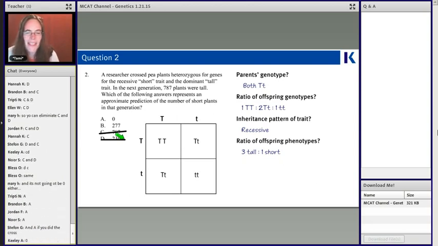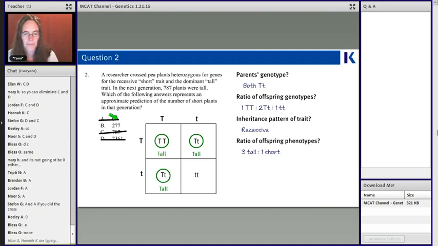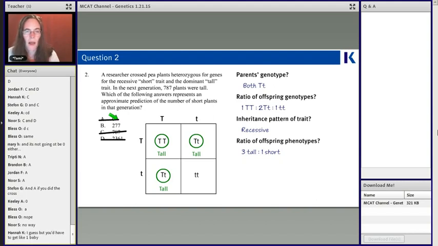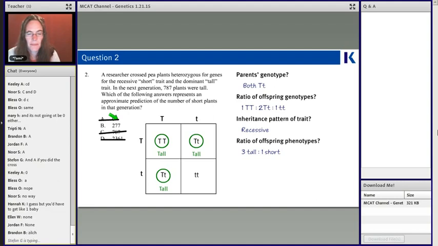Done. What else can I get rid of without ever having to do math? A, is there any chance that if I cross these guys, I will get absolutely no short plants? Nope. I have a 1/4 chance of getting a short plant. Huh. How much math did I have to do here? None. Not any.